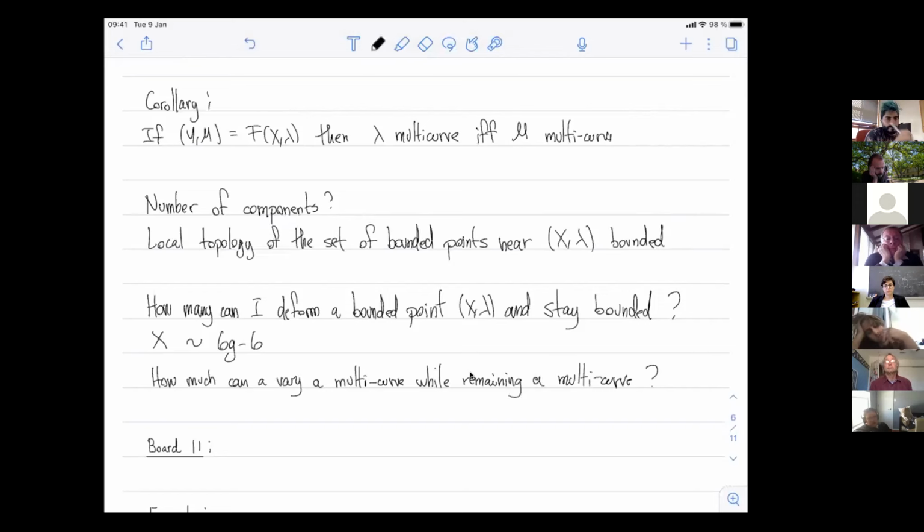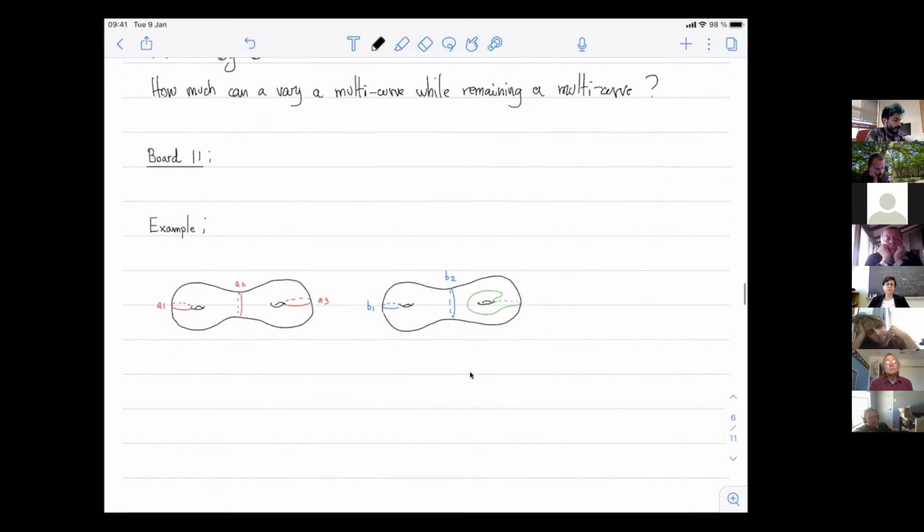And for this, what I want to do is look at the following picture. This is an example on a genus 2 surface, a multicurve with 3 components and a multicurve with 2 components. How many ways can I locally vary a multicurve with 3 components so that it stays a multicurve? Well, the only thing that I can do is vary the lengths, the weights. I can weight them differently. So just by varying the weights, I get 3 degrees of freedom. It looks like there's 3 on both pictures. On the right-hand side, I just want you to consider the blue ones for now.